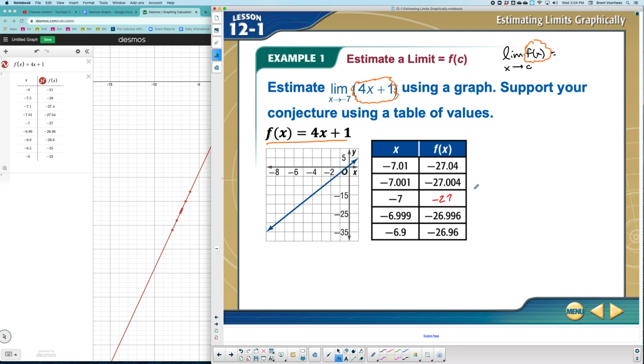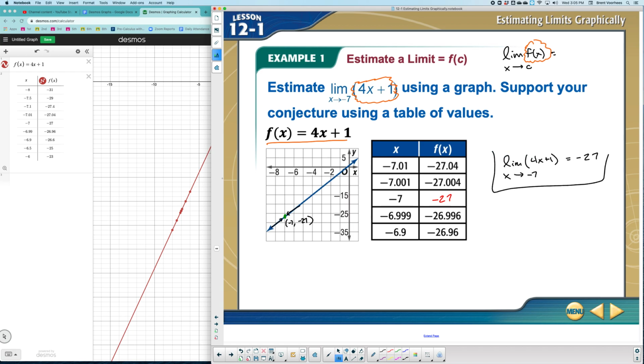It would be -27. Not only does the function exist at that point, but the limit means that's where the graph approaches. As you close in on that point, here's -7 right here. As the graph approaches it both from the right side and the left side, this graph is approaching that point, which happens to be -27. And so that would be our answer. So the limit as, I could say f of x there, but I'll write 4x plus 1, as x approaches -7, the answer is -27.